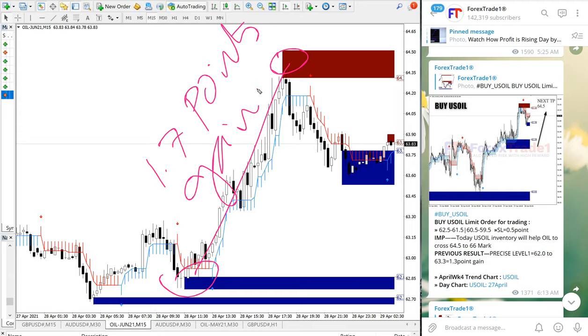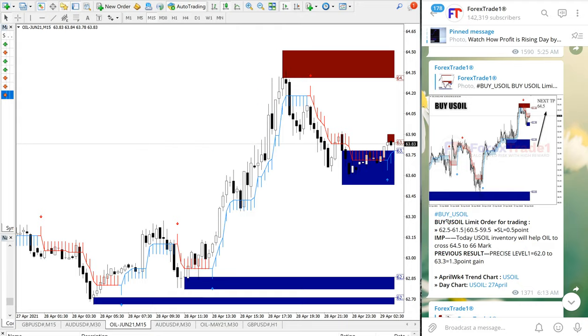And as you can check here, we predicted that it will cross to 64.5. Precisely, it reached the target we predicted. 64.5 precisely reached, and those who followed our free Telegram channel and traded would have made this good profit of 1.7 points gain on Usoil.